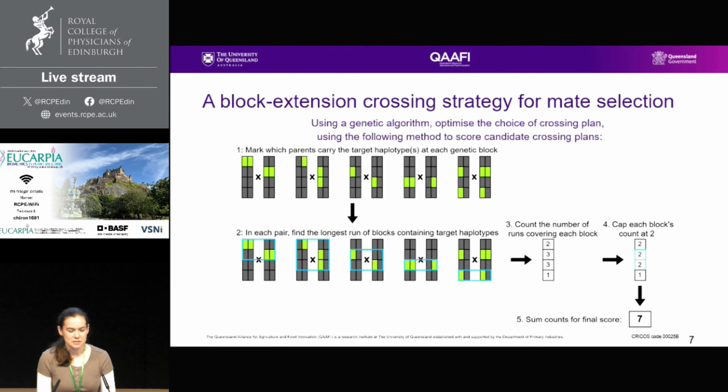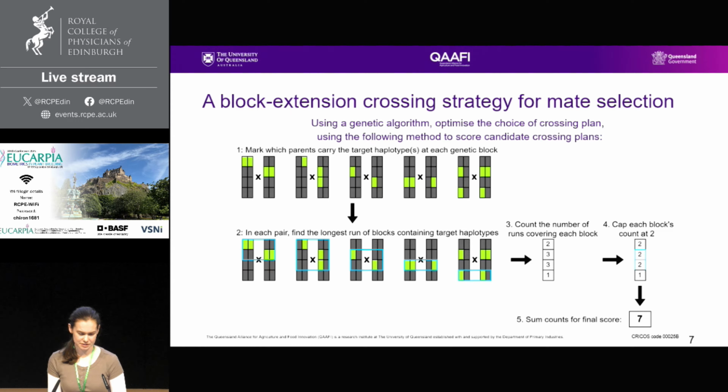So if we take these two principles, I've said this mate selection strategy, let's call it a block extension strategy, and maybe that'll become clear as I explain it a little bit more. Basically we've got a strategy that will, given some crossing plan between our parents, give it a score, and then we can use some optimization method, some evolutionary algorithm, to evaluate a bunch of different crossing plans and find one that scores highly.